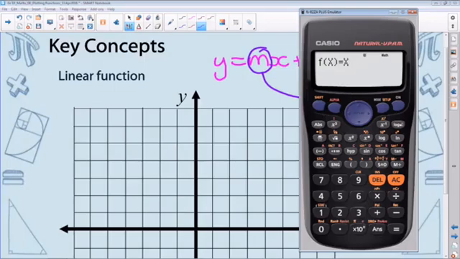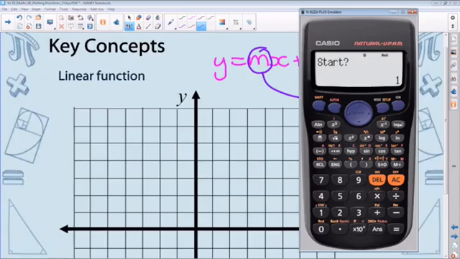To get that x, you tap on alpha and then the red x. Okay, press equals to indicate that you are pressing enter. We're not going to do g of x, so I'm just going to press equals again. Now the start is what x input do we want to start with?